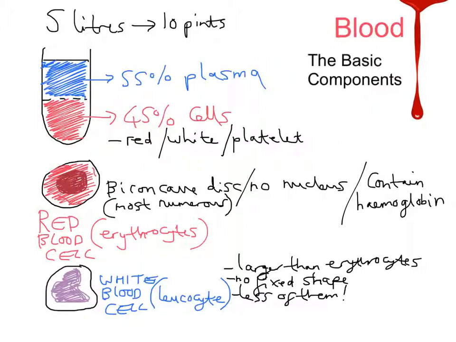So all of those features are designed for platelets to help form this scab and help prevent, ultimately, bleeding. So you get this nice scab forming, they prevent blood loss. So there we have our main cell components. We've got the erythrocytes, the red blood cells, these biconcave discs, very numerous, no nucleus, contain hemoglobin that when it binds with oxygen forms oxyhemoglobin, carrying oxygen to the tissues that need it. We have the white blood cells, the leucocytes, that are larger than the red but are less abundant. They don't have a fixed shape and they're involved in fighting off infection.